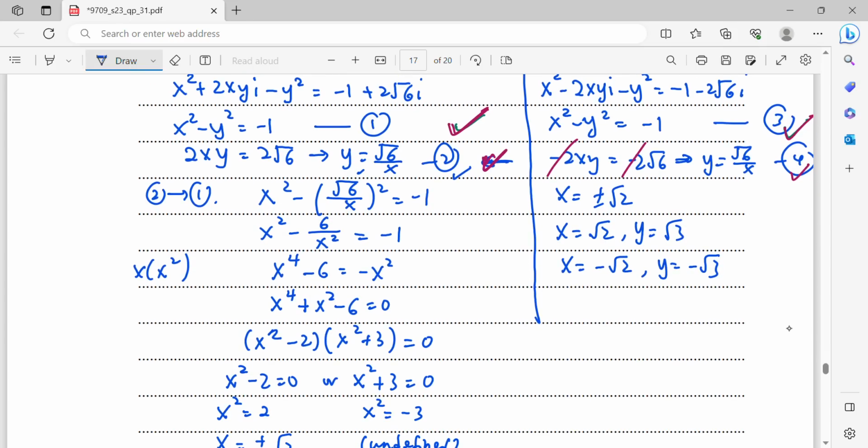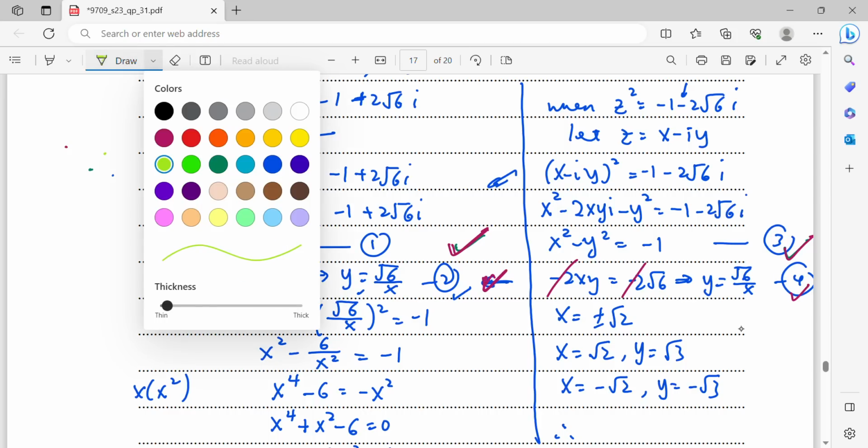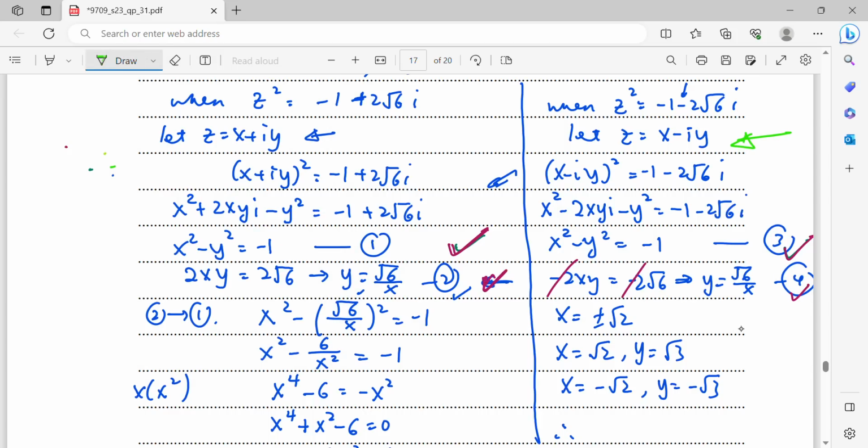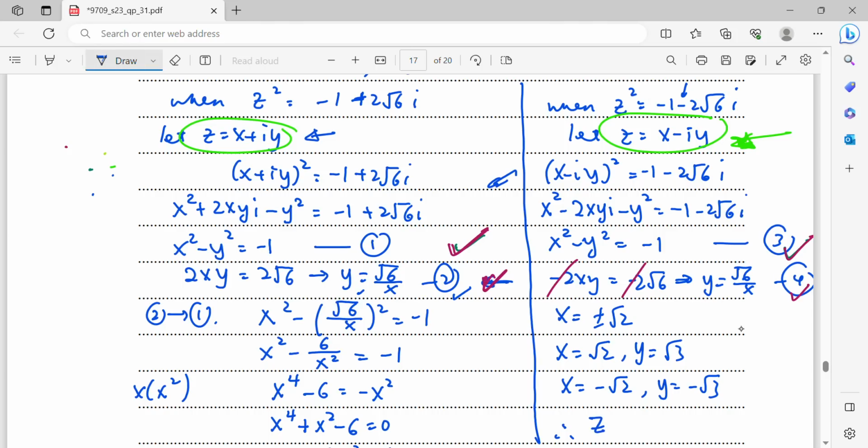Okay, it's just that my final answer will be different, because look at here, I let my z be x minus iy. Just now was plus, now becomes minus. So therefore, I will find z5 is x minus iy, so it becomes square root 2 minus square root 3i. Then my z6 is minus square root 2 minus minus, so it's plus square root 3i.